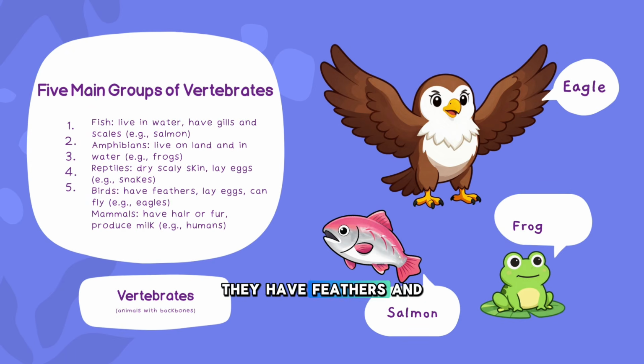Number 4. Birds. They have feathers and lay eggs. Eagles are examples. And number 5. Mammals. They have hair or fur and produce milk for their young. And humans are mammals. Can you name all 5? Yes, we have fish, amphibians, reptiles, birds, and mammals.